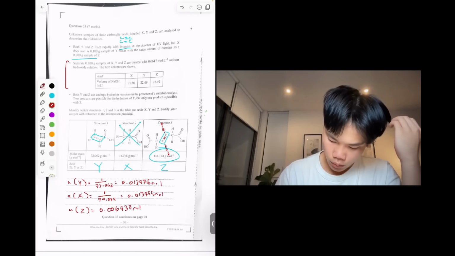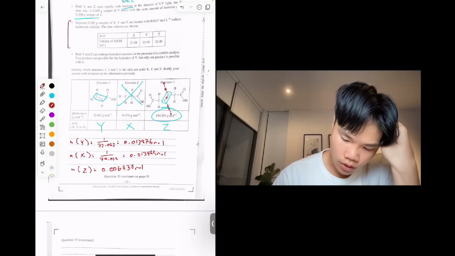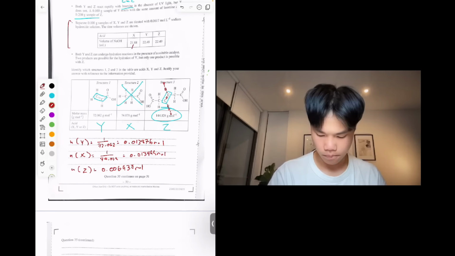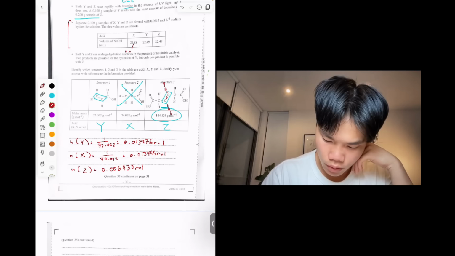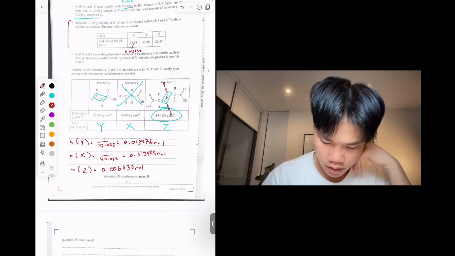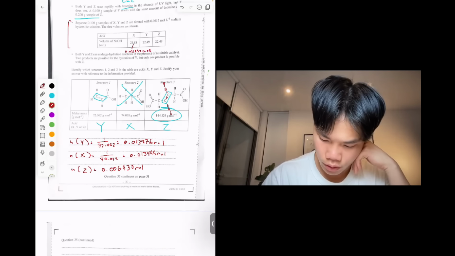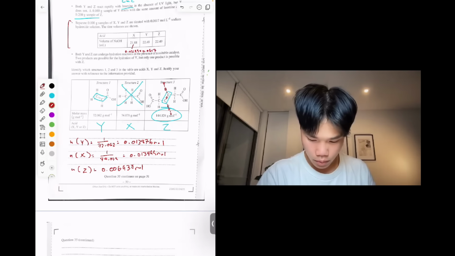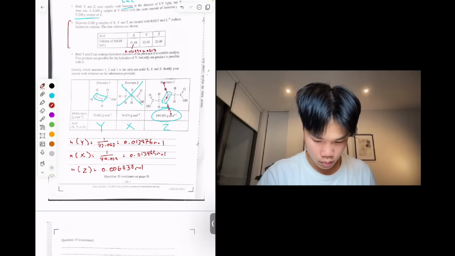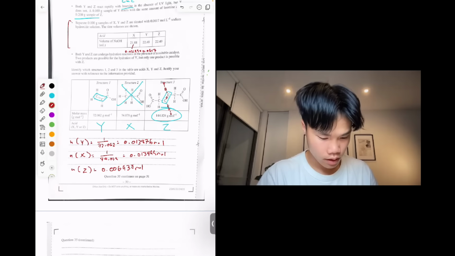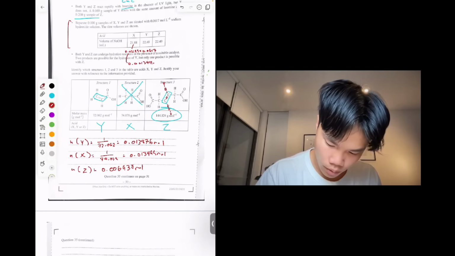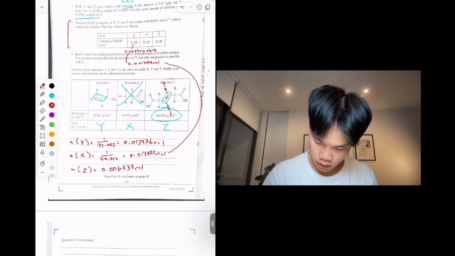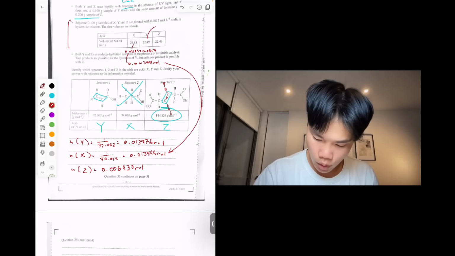So then you can also calculate the moles of hydroxide using each of these titrations. The moles for X from here is 0.02188 times the concentration 0.0617, which gives you 0.00134999 moles, which links up correctly with X. You do the same for Y and Z.